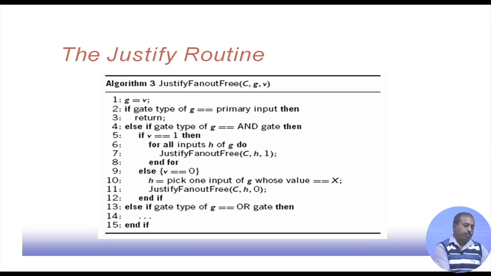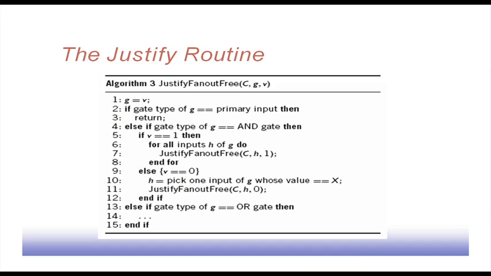So similarly, for other gate types, if G is OR, then we just have to reverse this particular check: V equal to 1 and V equal to 0. In this way you can figure out what has to be done for all the different types of gates. So once you know that your circuit consists of these types of gates, for each of them you can write down the corresponding code, which will be doing this justification routine.